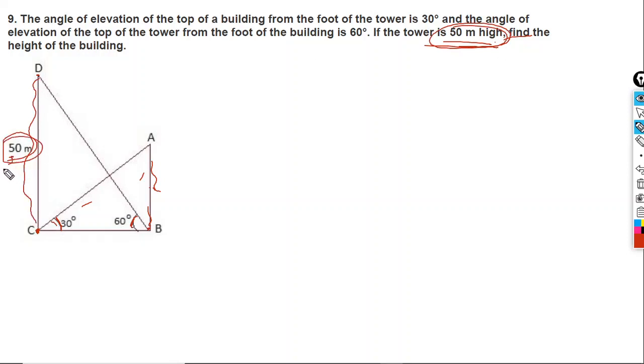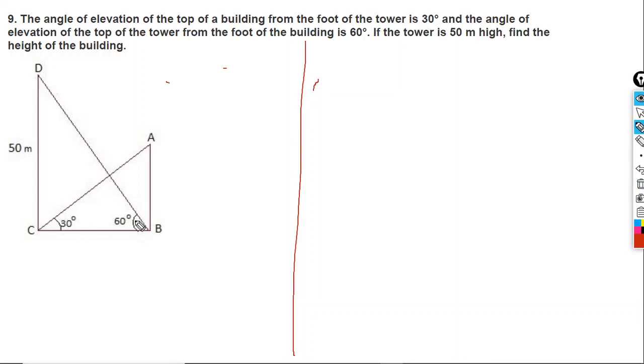What do we have to find? The height of the building. That means you have to find the length of AB. Look, you have to draw these figures. Try to draw these figures also, because in the exam the figures will not be given to you. You have to draw the figure by yourself. So try this at home and draw the figure by yourself. Now we'll move to the solution part.